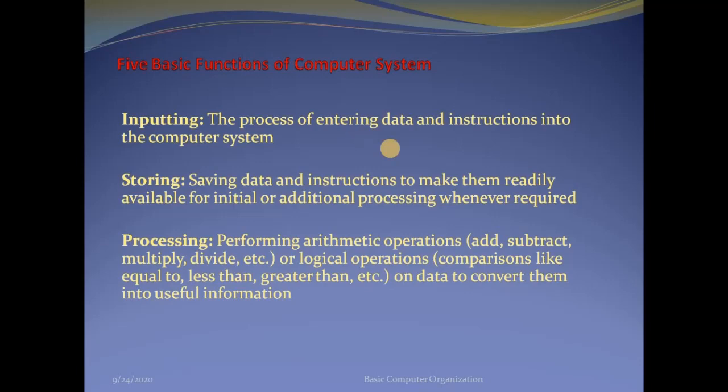And we all know that the basic task of a computer system is to take the raw input, process it and then convert it into useful information or result. To do this particular task, it performs 5 basic functions. So let us understand each one of them in detail.